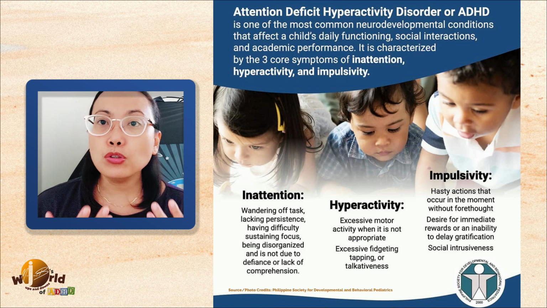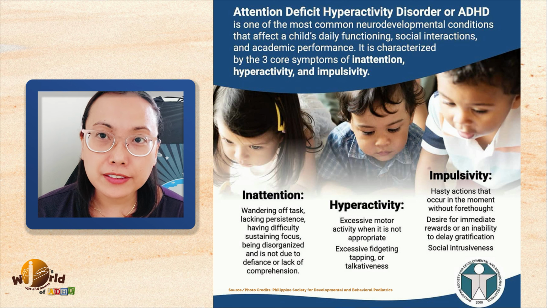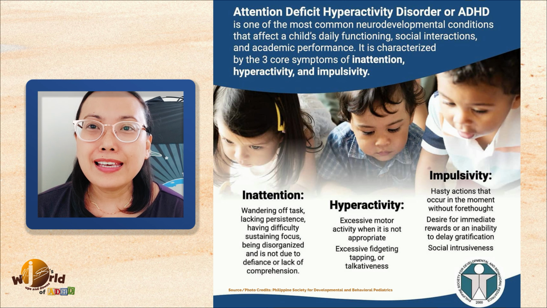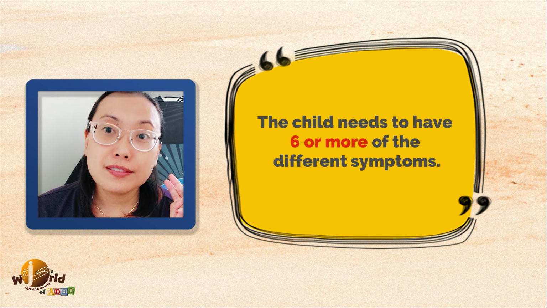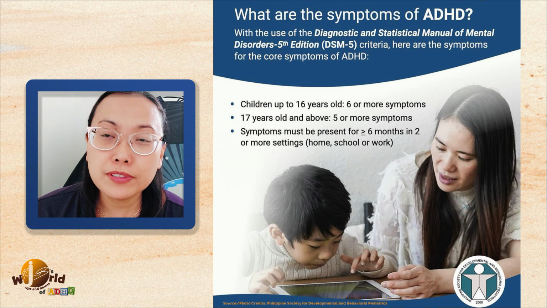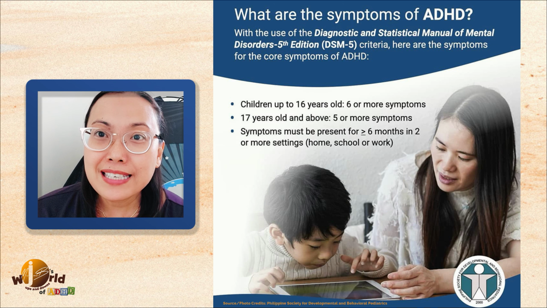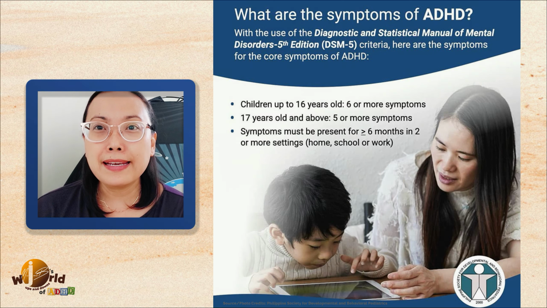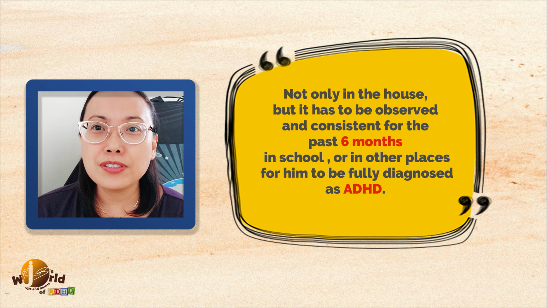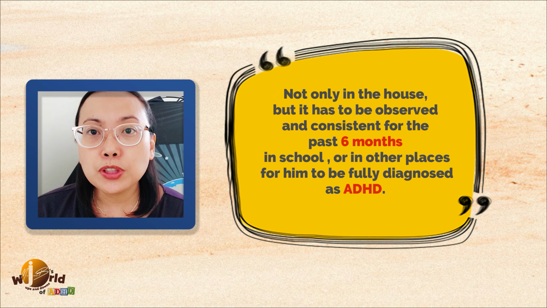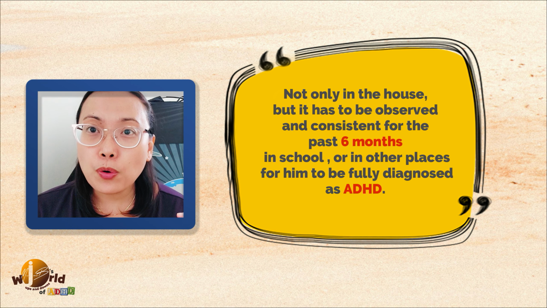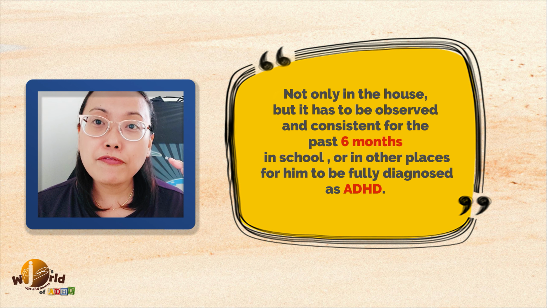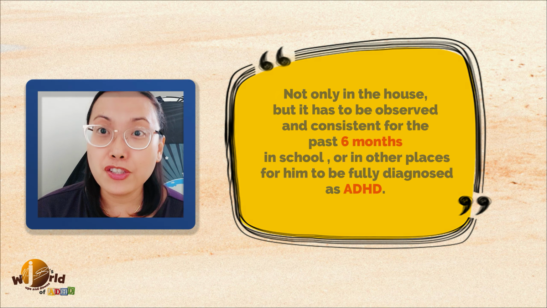So when the doctor starts the assessment of your child, if he is 16 years old and below, the child needs to have 6 or more of the different symptoms. It has to be observed, and remember, it has to be seen in 2 or more situations, meaning not just at home, but it has to be observed and consistent for the past 6 months, also in school or in other places, for him to be fully diagnosed as ADHD.